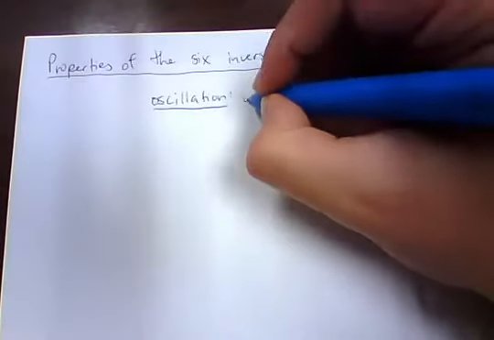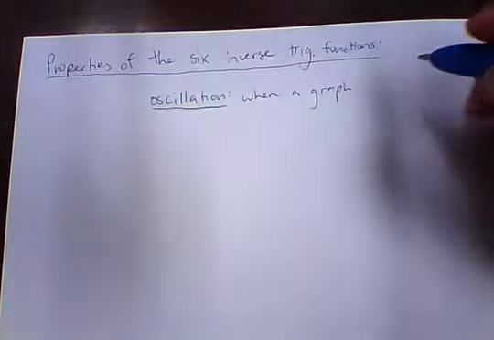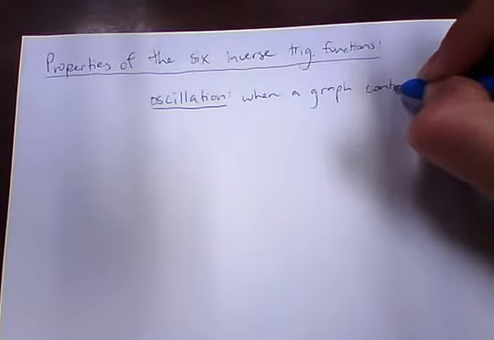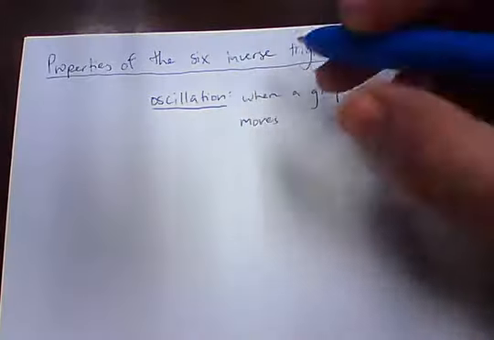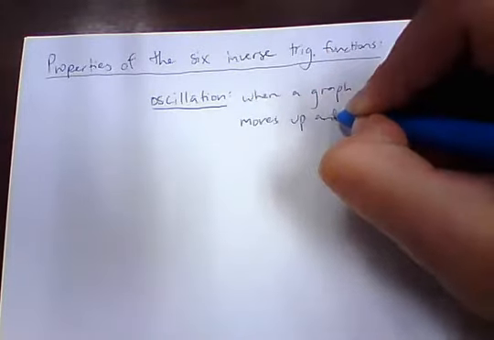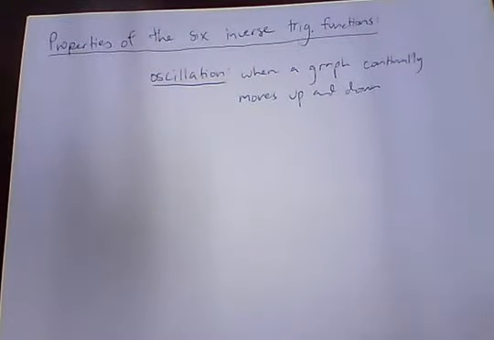Oscillation just means when a graph continually moves up and down. And we saw that trigonometric functions always do this because they're by nature a part of that unit circle, and they just keep going around and around and around that circle. They go up and they go down, and that's just what they do. That's how we graph trig functions.